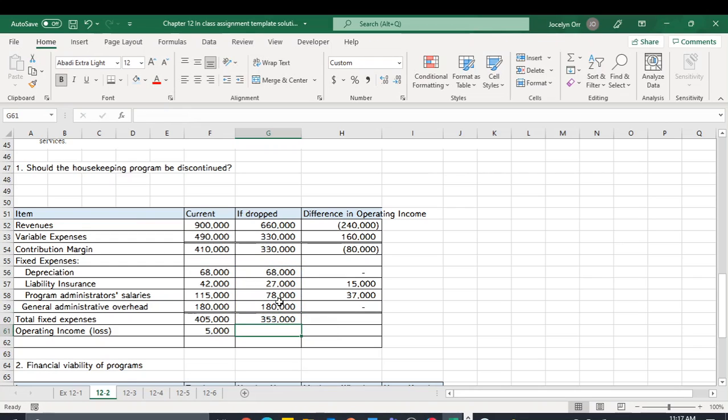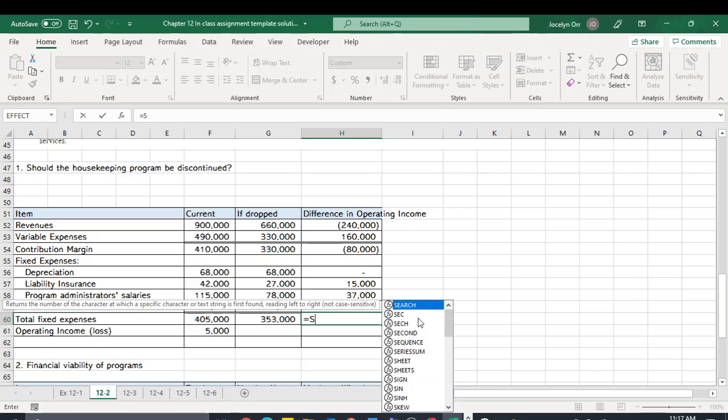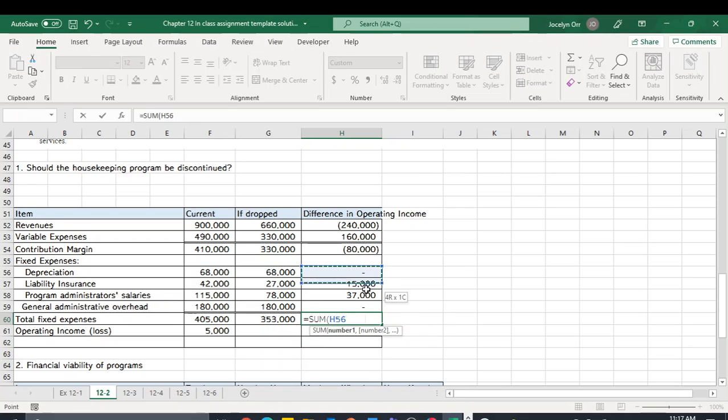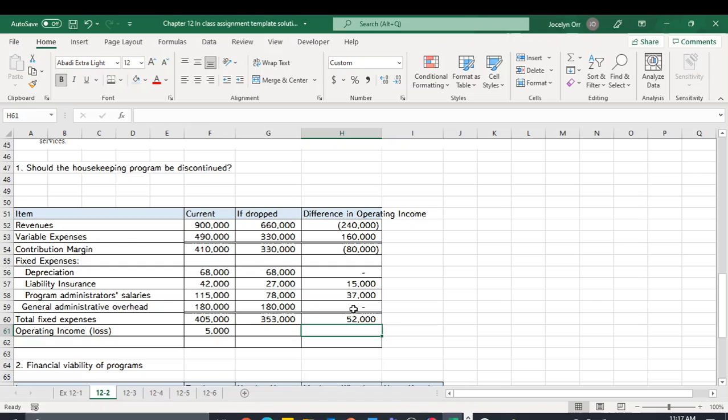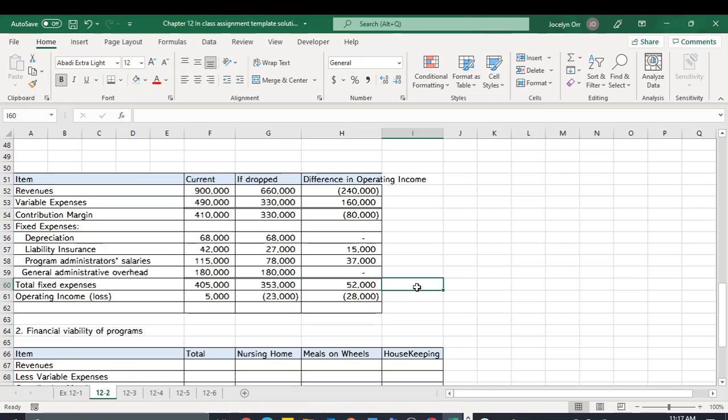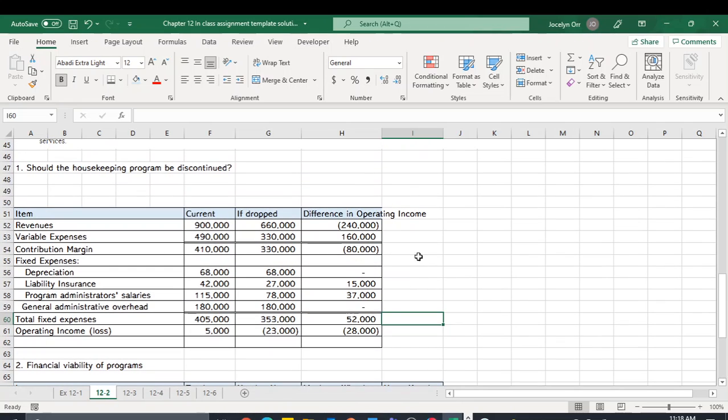Adding all of this together, our fixed cost would be $353,000 if we drop this segment. The incremental difference is $52,000. So when we take our contribution margin and we deduct our total fixed expenses, we see a negative net income of $23,000. Or $28,000 is the overall difference.